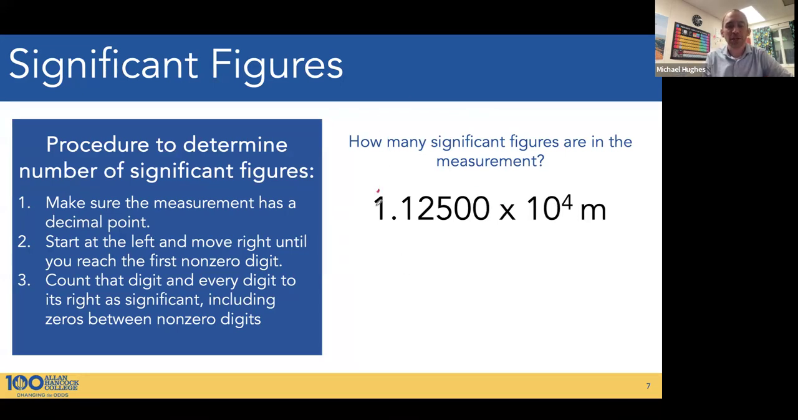Start at the left, first non-zero digit, that's 1, and count every digit, including trailing zeros, such as these, if they come after the decimal point. The only time we don't count the zeros is when they're leading zeros. And so we have 1, 2, 3, 4, 5, 6.